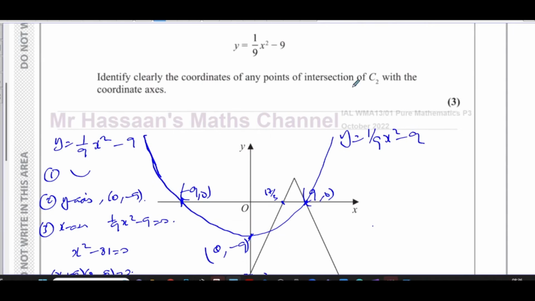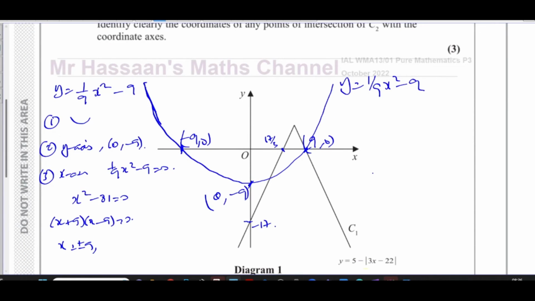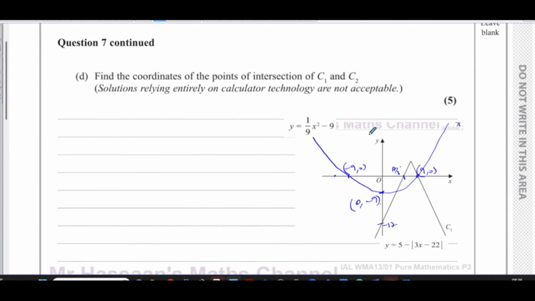Now we've got to go on to part D. So that's 3 marks. Okay, that's fine. All right. Now it says, find the coordinates of the points of intersection of C1 and C2. So we've got to find these points here, where they intersect. Now, one of them, we can see from the graph, it's 9, 0. That's one. We can see that. This crosses at 9, 0, that crosses at 9, 0. That's fine. I don't think we need to actually show any steps for that. Okay, but for this part here, I want to find the coordinates of where they intersect.